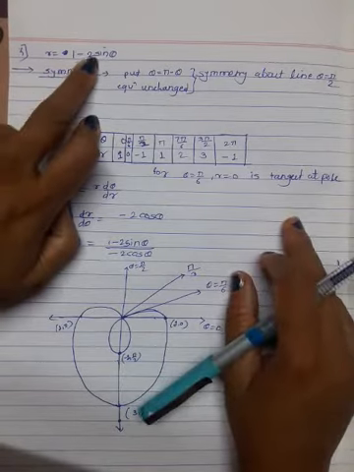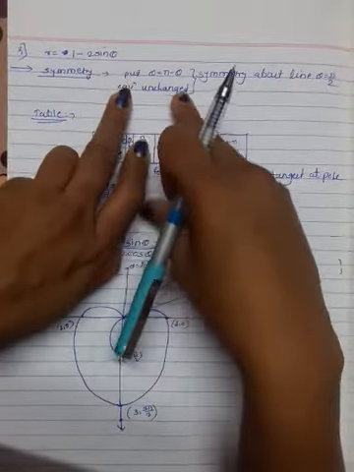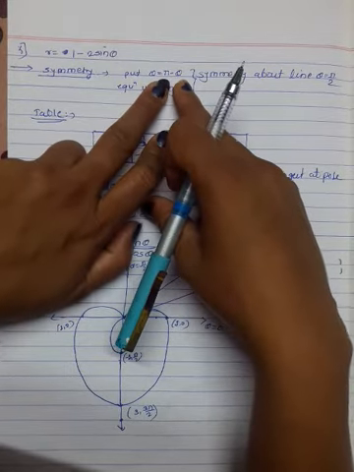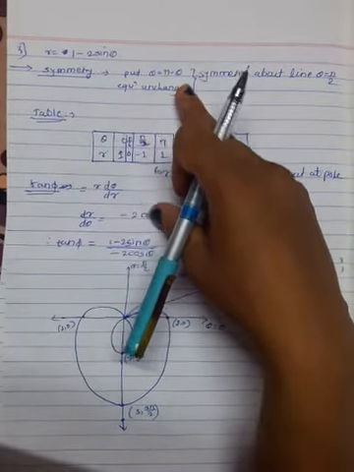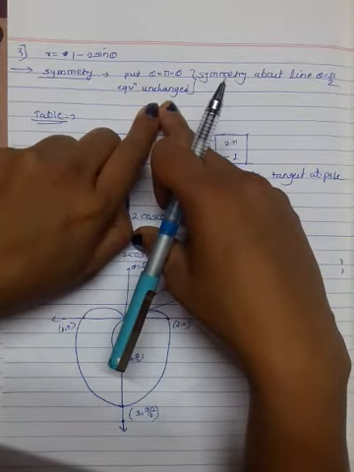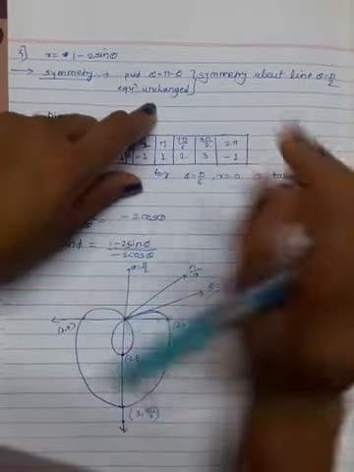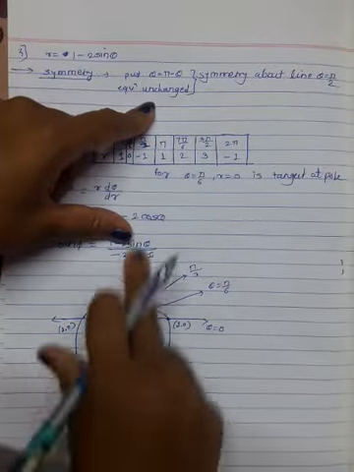r is equal to 1 minus 2 sine theta. Okay. Now symmetry. Since sine is there, put theta is equal to pi minus theta. Whenever sine is there in any example, put theta is equal to pi minus theta. We get the equation unchanged. That's why there is symmetry about the line pi by 2. It is symmetric about the y-axis. The line theta is equal to pi by 2 means the y-axis.